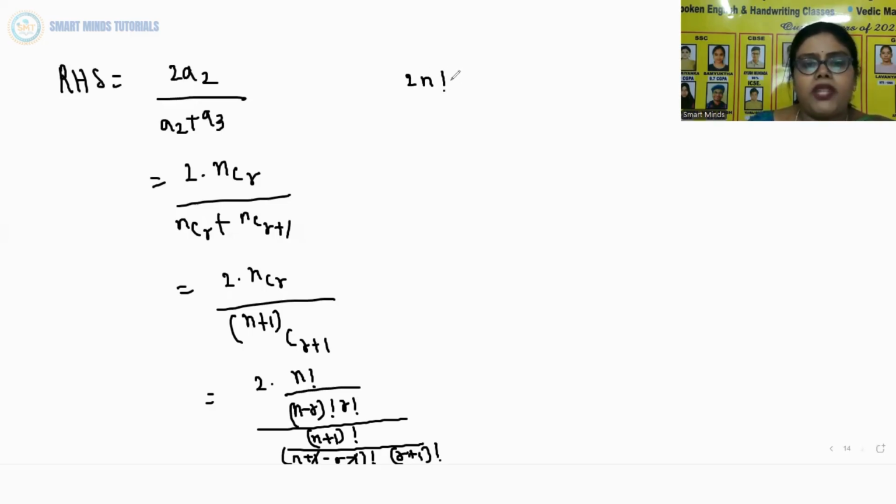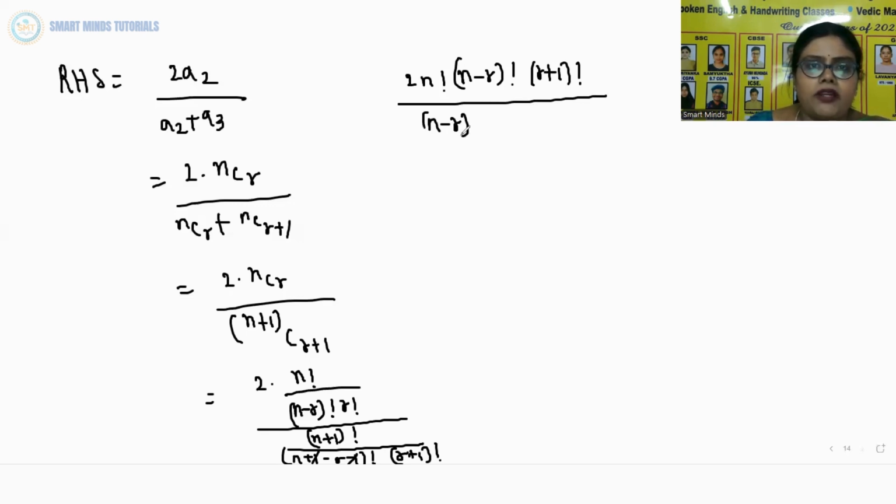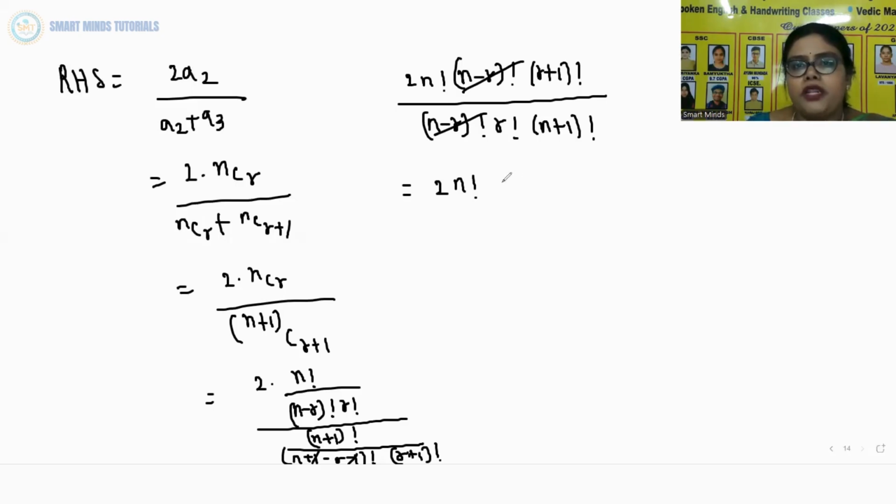Now the denominator I am taking up. So that is (n minus r) factorial into (r plus 1) factorial by (n minus r) factorial into r factorial into (n plus 1) factorial. Now (n minus r) factorial cancelled. That is 2. n factorial I am not disturbing. (r plus 1) factorial I can write as (r plus 1) into r factorial by r factorial into (n plus 1) into n factorial.